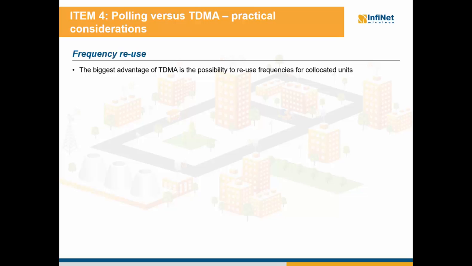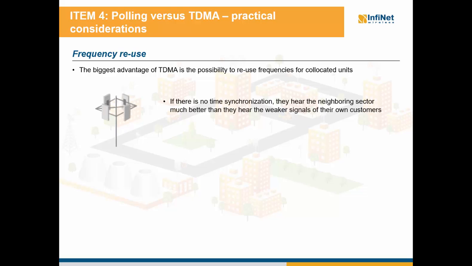First of all is frequency reuse. The biggest advantage when using the synchronization hub with the TDMA software is the possibility to reuse the frequencies for the collocated units. In general, the base stations are installed close to each other on the same mast and back-to-back. So in this case, if they are not synchronized, the base stations will interfere with each other because they hear the neighboring sector much better than they hear the weaker signals coming from their own CPEs.